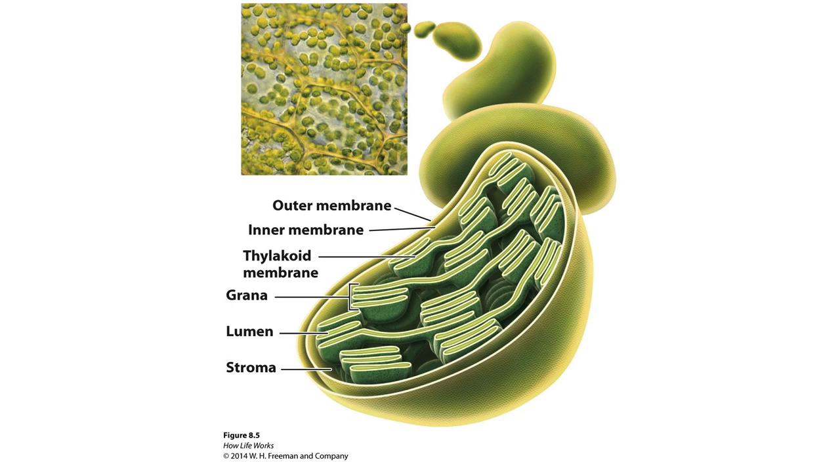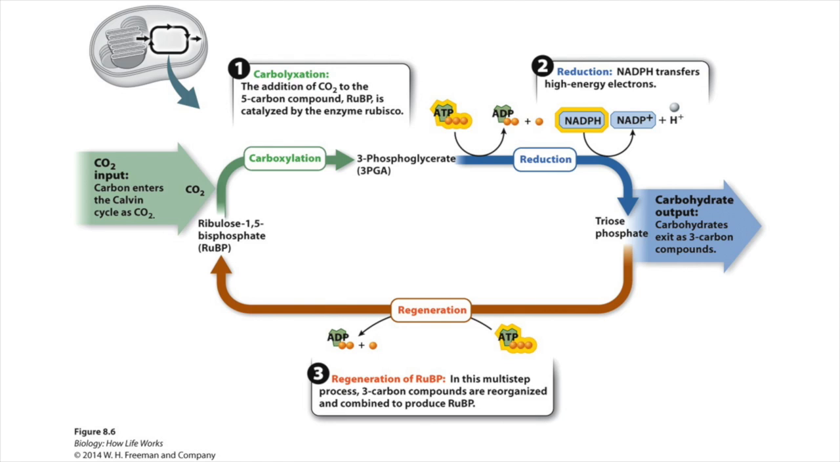In plants, the main organelles are chloroplasts. Chloroplasts contain chlorophyll, which is what gives the plants their green color. Chloroplasts consist of 6 parts: the outer membrane, inner membrane, thylakoid membrane, grana, lumen, and stroma. The photosynthetic electron transport chain resides in the thylakoid membrane.